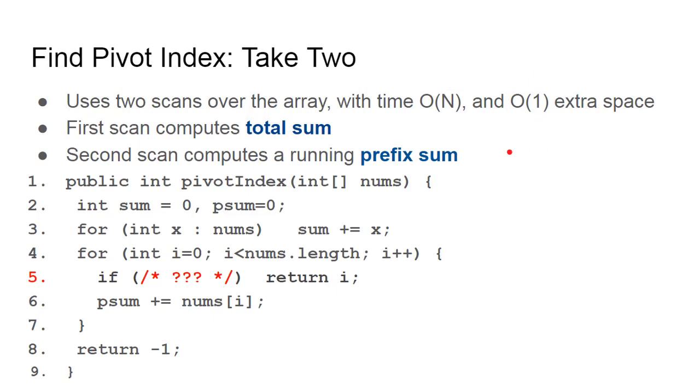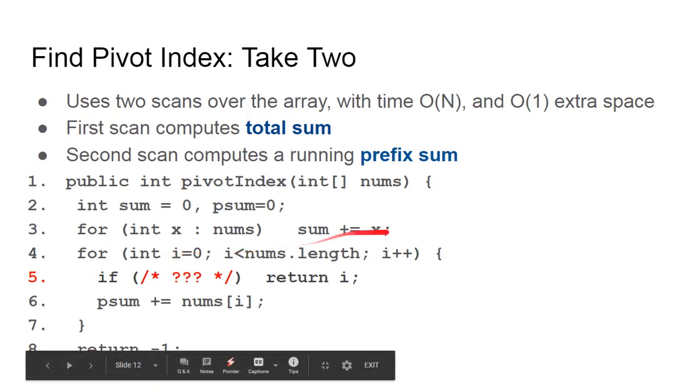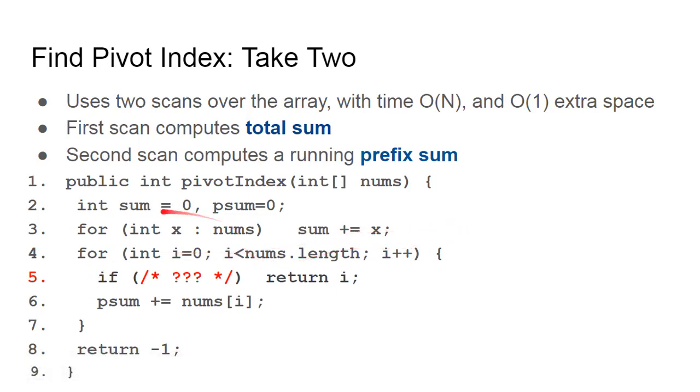We don't need to make a copy of the array or store something that's about the same size as the array. The way to do that is we compute 2 things. We first compute the total sum, and then the second time we scan through the data, we compute a running prefix sum. So let's look at the code. Line 3 computes the total sum, and then the loop from line 4 to 7 goes through all the elements and computes the prefix sum. The p sum stands for prefix sum.